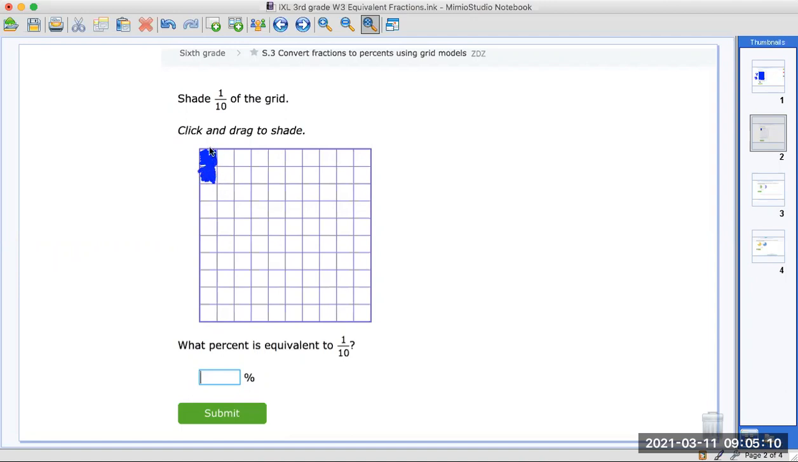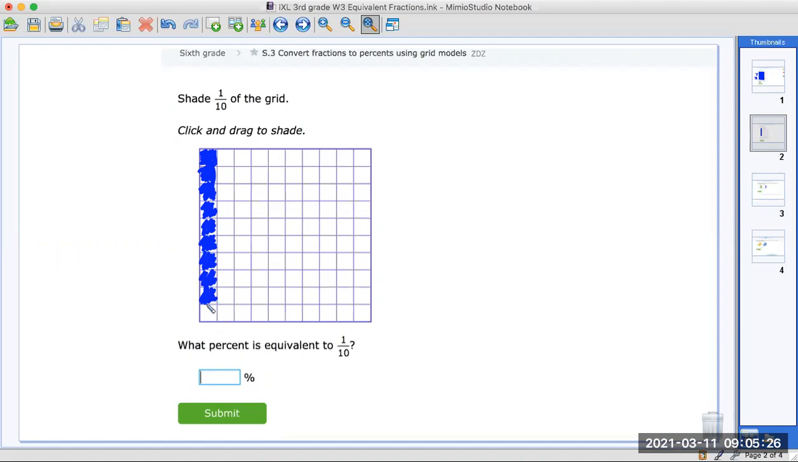So I'm going to go down. You could also go this way. 1 out of each 10. When you do it, you have to click and drag, and it'll shade it in. So 1 out of each 10.